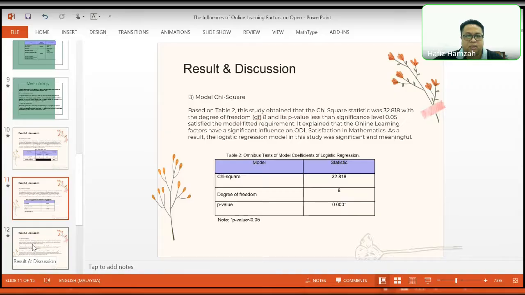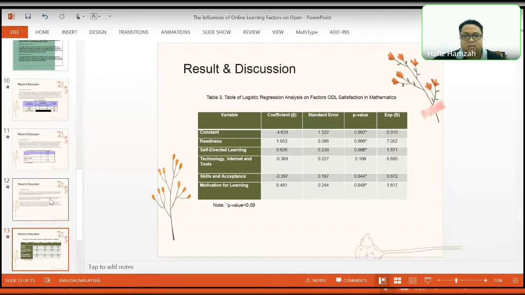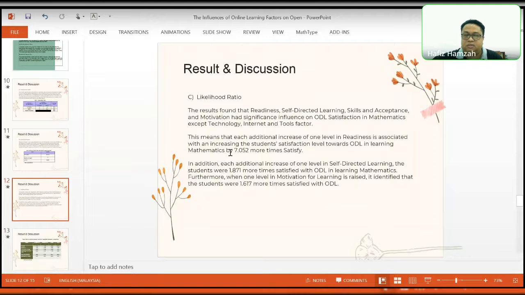After that, if you look at the next table, this is our table 3, the table of logistic regression analysis. Okay, so these are the results, the chi-square likelihood ratio. The result found that readiness, self-directed learning, skill and acceptance, and motivation have significant influence on ODL satisfaction in mathematics, except for technology, internet, and tool factors. It means that each additional increase of one level in readiness is associated with an increase in student satisfaction towards ODL in learning mathematics by 7.052 times more satisfied.